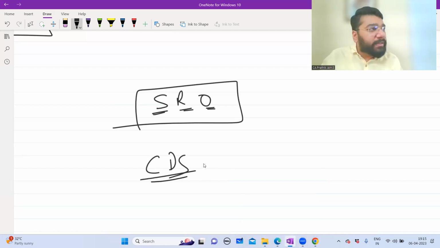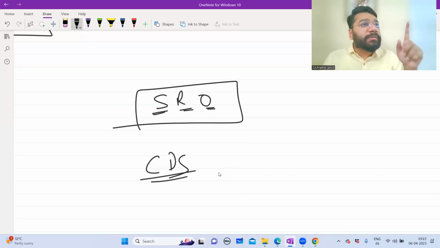CDS portal, they'll give a link. You have to go to that link, log in, and select the CA Foundation, that entire bunch of books. You get 6 books: accounts, maths, BCR, BCK, economics, law. So select that, and they'll ask you to make the payment.